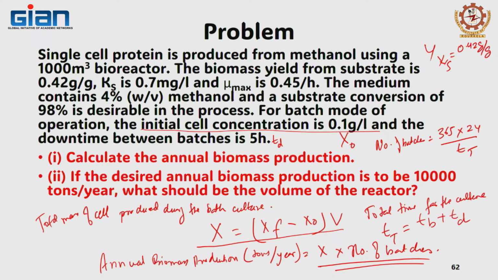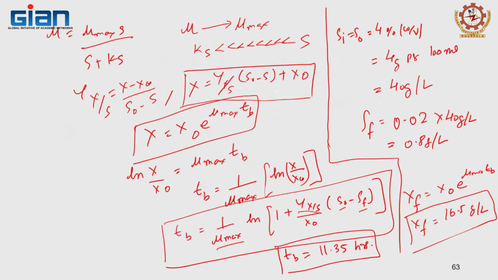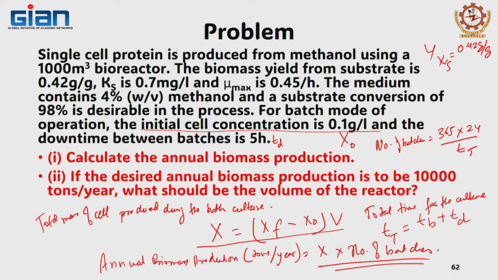So, the very first slide we had said that the total mass of cell produced during the cell culture was X F minus X naught into V. Your X F is 16.5, X naught is 0.1, that means 16.5 minus 0.1 becomes 16.4 into V. What is your V? 1000. So, your total cell mass would be 16,400 kgs, right. We have estimated our X F.